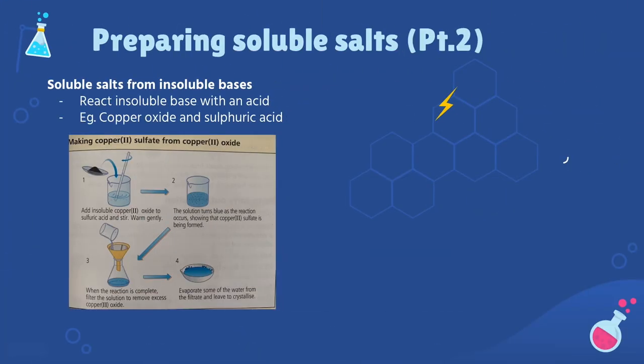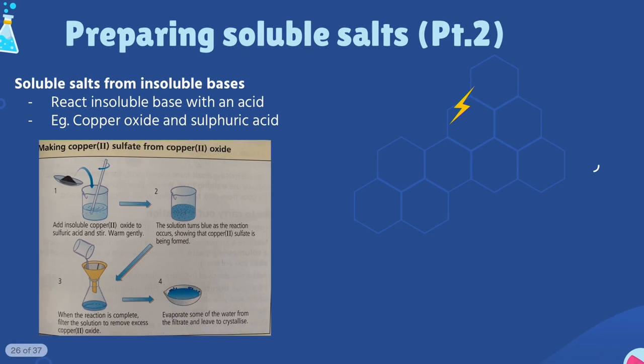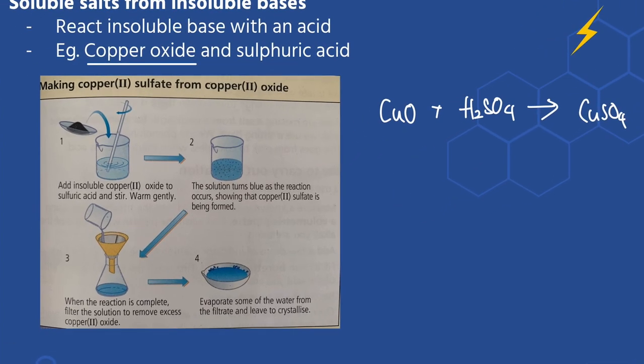So this is preparing soluble salts from insoluble bases. So this is used to make salts that are low in the reactivity series, for example, for something like copper oxide. And we see here there's a reaction going on with copper oxide plus sulfuric acid, and this forms copper sulfate plus water. And we can see that here.